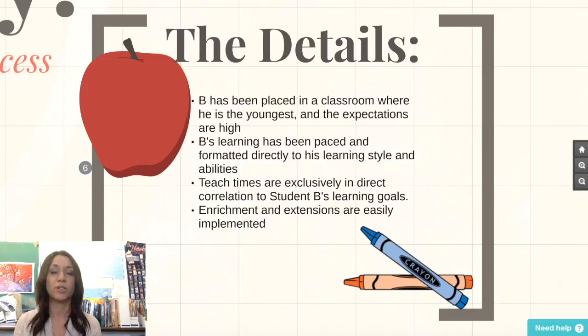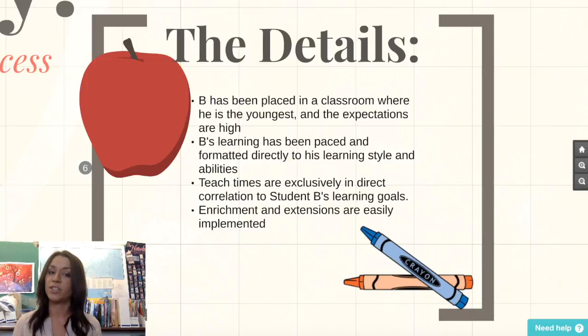A few other things that I noticed as I walked in the door here, things that I noticed as I spent more time. Student B is the youngest in his class, like I've said, but the expectations here are really high. B's learning has been paced and formatted directly to his learning style and abilities, and that goes across the board. Pacing has been slowed or sped up just according to what the student needs. And teach times, which is essentially direct instruction, the execution of lessons, are exclusively in direct correlation with the student's learning goals.